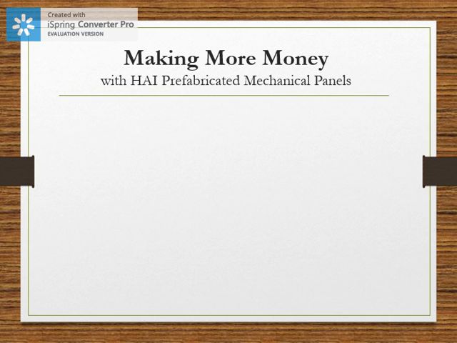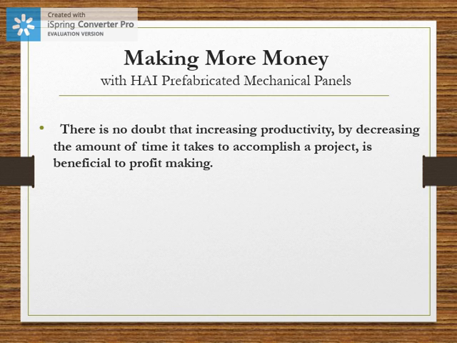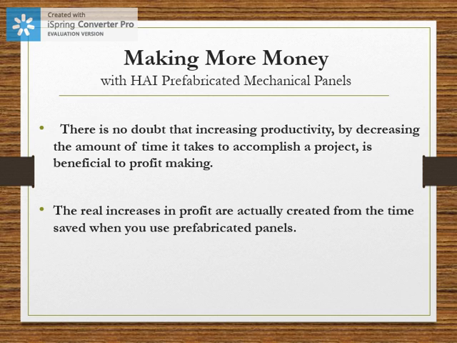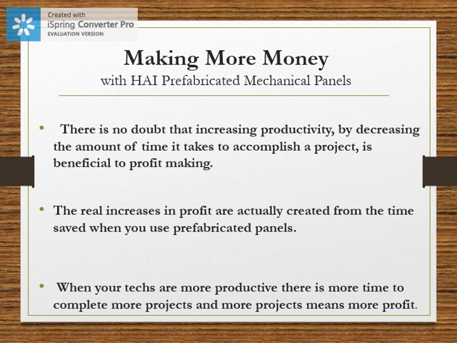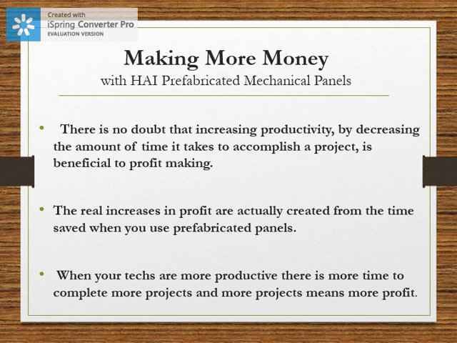Now to the big question. How do you make more money using Hydronic Assembly's prefabricated panels? Well, there is no doubt that increasing productivity by decreasing the amount of time it takes to accomplish a project is beneficial to profit making. The real increases in profit are actually created from the time saved when you use prefabricated panels. When your techs are more productive, there is more time to complete more projects, and more projects completed means more profit.